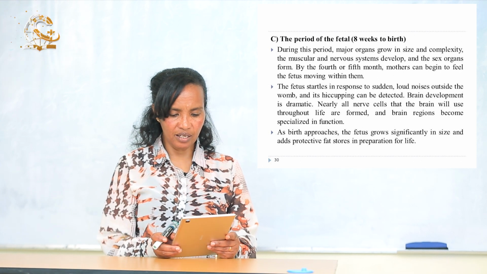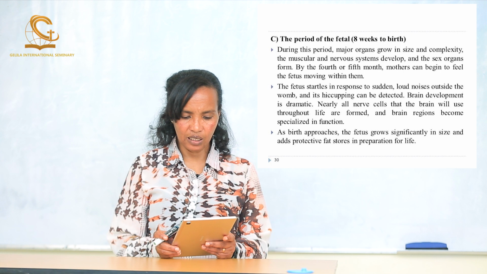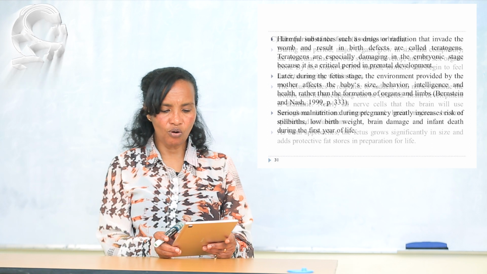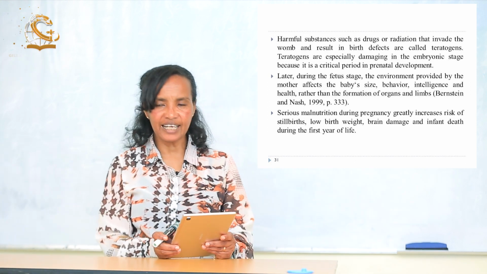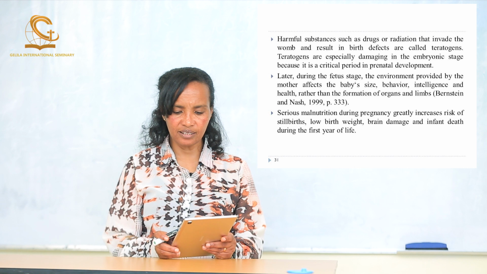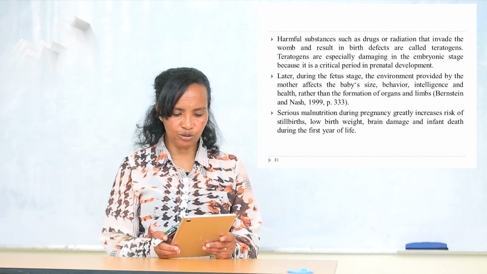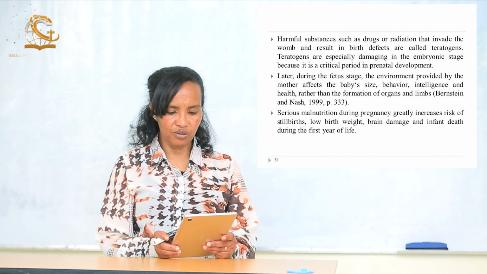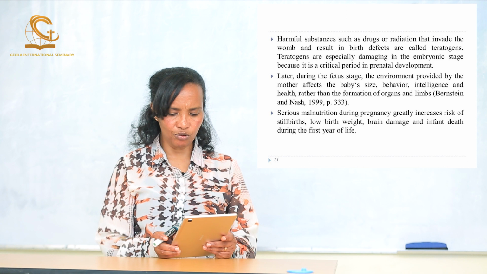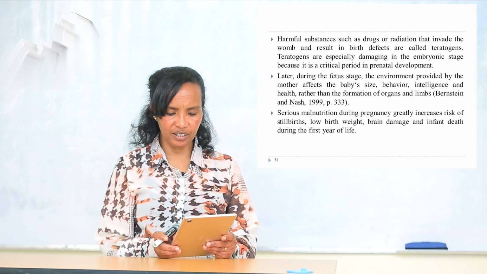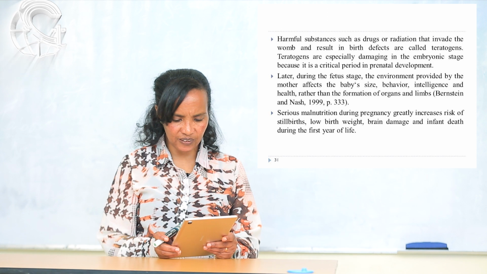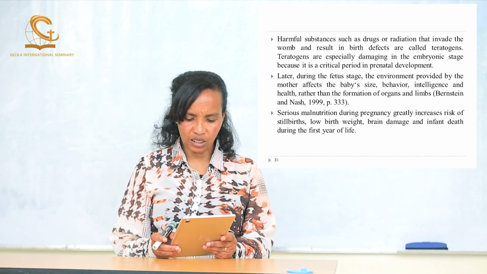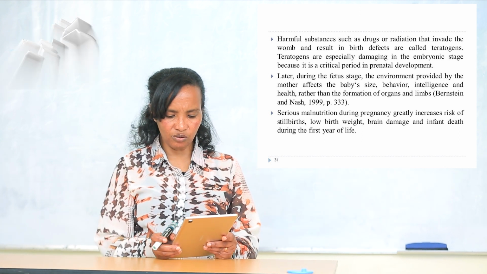So these 3 are the prenatal period: the germinal, the embryonic, and the fetal period. Harmful substances such as drugs and radiation that invade the womb and result in birth defects are called teratogens. Teratogens are especially damaging in the embryonic stage because it is a critical period in prenatal development. So the most critical period of prenatal is the embryonic stage. If the baby is exposed to these teratogens, it will result in lifelong damage.